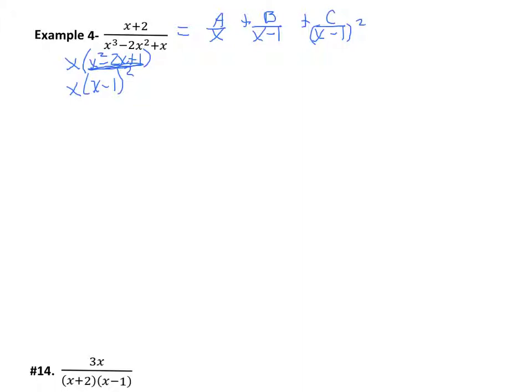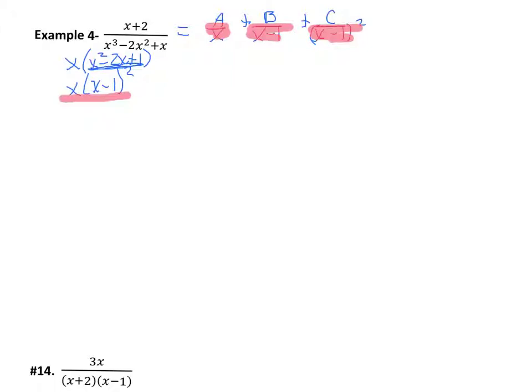So let me ask you this. What's the common denominator of this, this, and this? What's my common denominator? X times x minus 1 squared, correct? Okay, so that's why I have to write all 3 of them, okay? Because my common denominator is x times x minus 1 squared. Well, x minus 1 is a factor of that, so I have to include it.